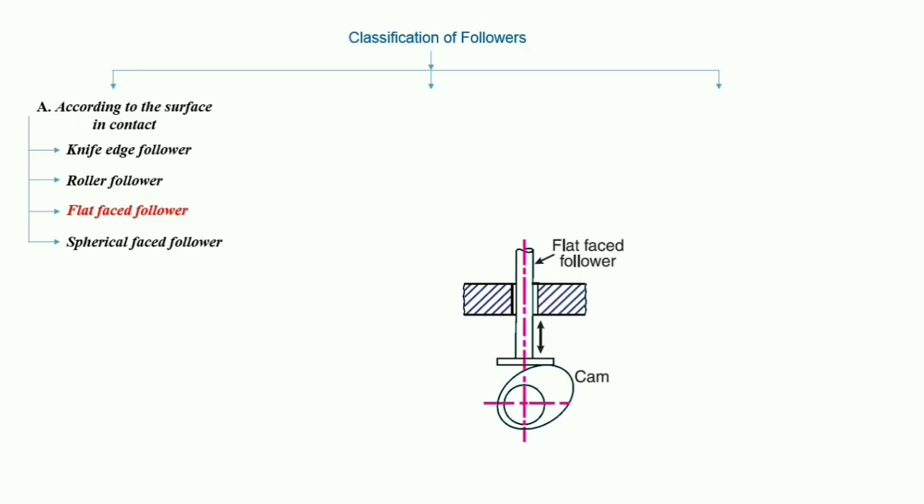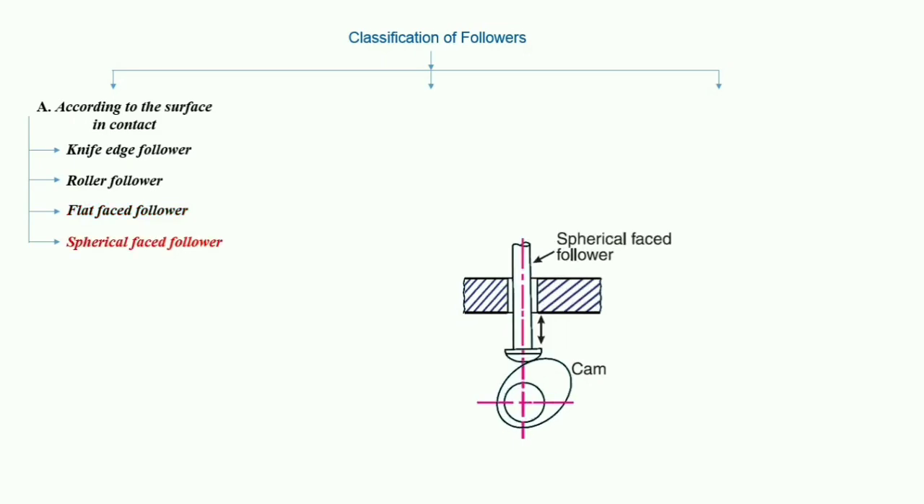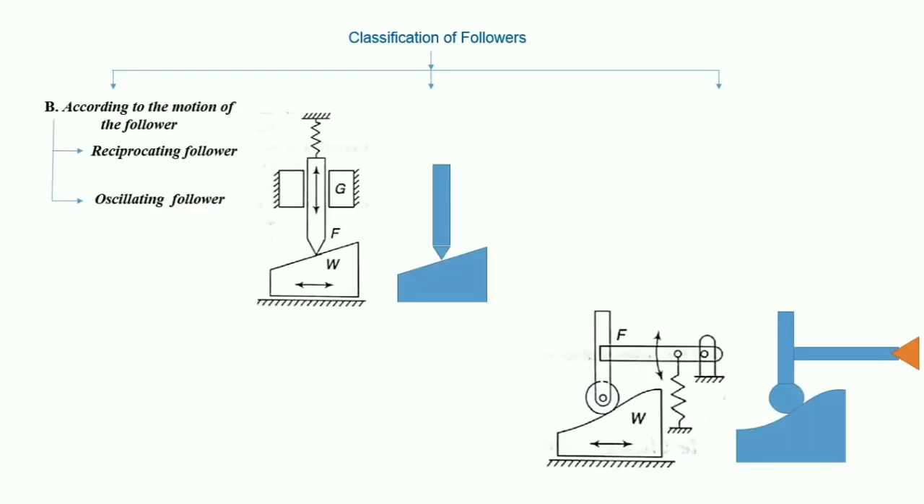Next one is the flat face follower. The advantage of this follower is that it does not pose the problem of jamming the cam, but surface stress and wear are high here. And the last one is the spherical face follower. The disadvantage of the flat face follower, high wear, is reduced in this type by providing a spherical face.